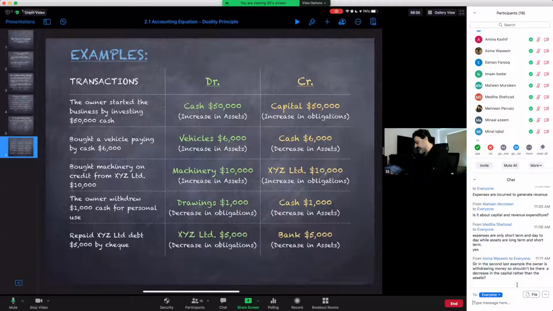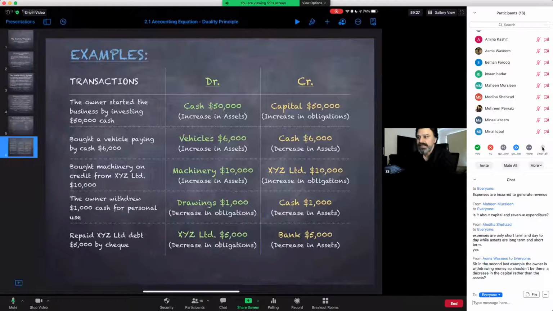Because we cannot really question here whether cash should be credited by 1000, the asset is decreasing, you cannot ignore that. But decrease in obligation is the explanation used here for the debit part. So capital is your obligation towards your owner. Shouldn't we use the capital account over here? So any O-level accounting student want to answer this question? Why did we debit the drawings account here? Why did we not use the capital account here instead of drawings?